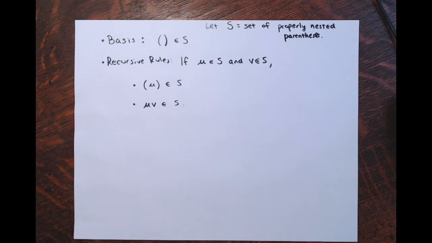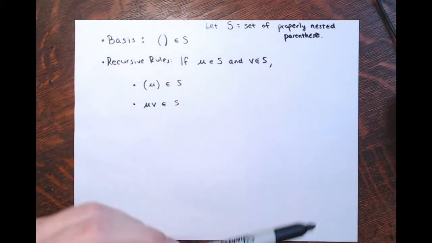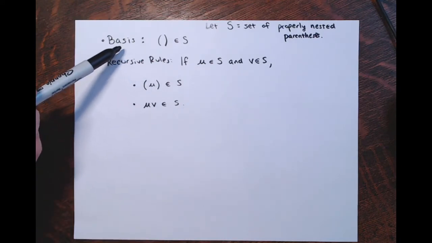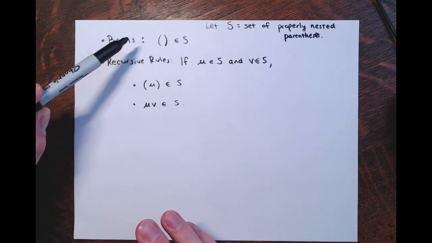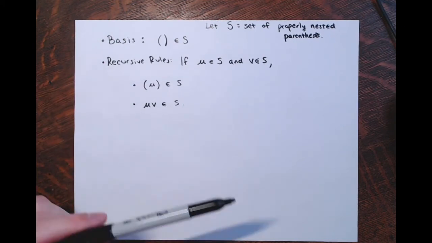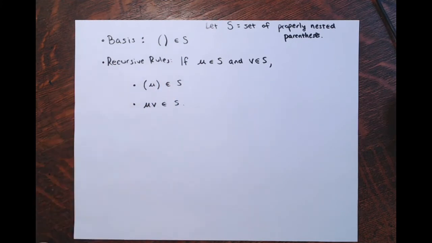Okay, so I wrote it out this way. Let S be the set of all sequences with properly nested parentheses. Again, you have some basis step where they give you some elements that belong to the set. So this sequence of parentheses, left, right, belongs to S, is properly nested.